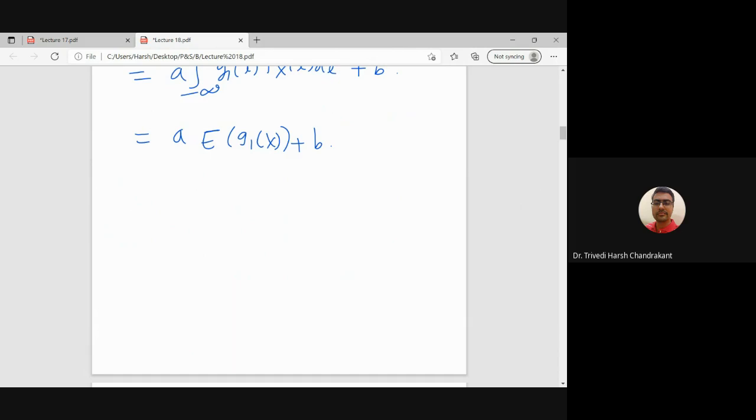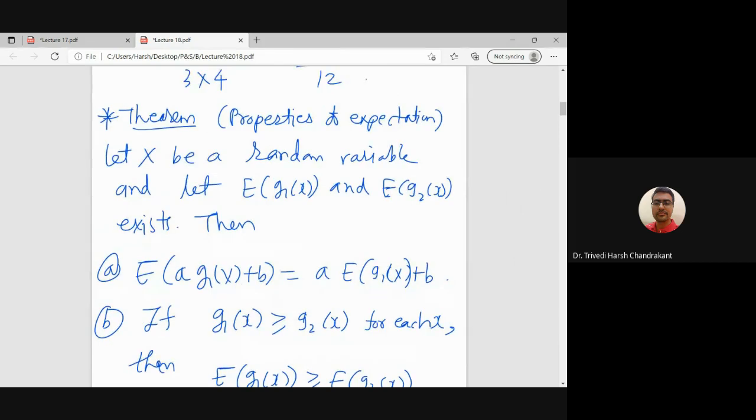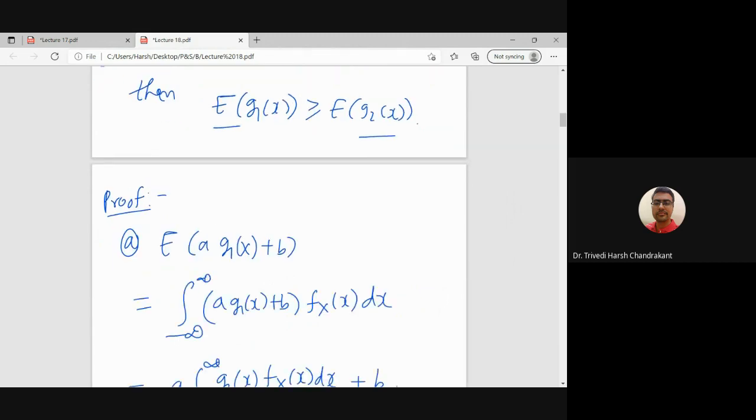The second part we want to prove is that if g1 is greater than or equal to g2, then the expectation of g1 is greater than or equal to the expectation of g2. We know the expectation of g1 is the integral of g1 times fx. So if we can show that g1 fx is greater than or equal to g2 fx, that is enough. And that follows because fx is non-negative. A probability density function is always non-negative.